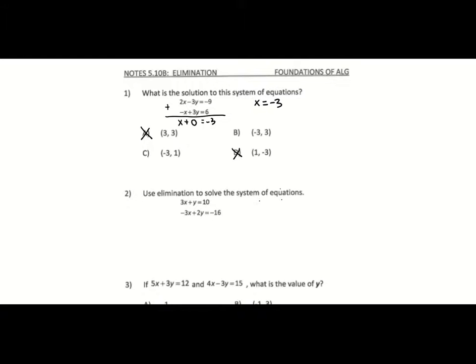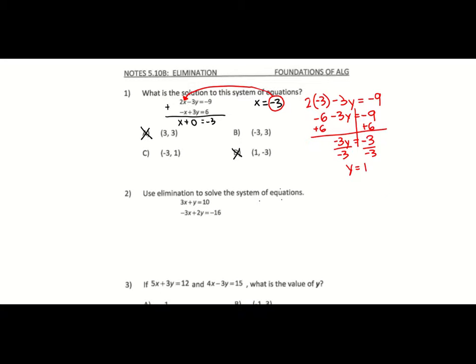Now we have to figure out what y is to find the right answer. So if I take this negative 3 and I plug it back in for x, I'm going to get 2 times my x, which is negative 3, minus 3y equals negative 9. 2 times negative 3 is negative 6 minus 3y equals negative 9. Now I want to get y by itself, so I'm going to start with what's furthest away from my y, which is that negative 6. So I need to add 6 to both sides. I'm left with a minus 3y equals negative 3. Divide both sides by negative 3, and I get y is equal to 1.